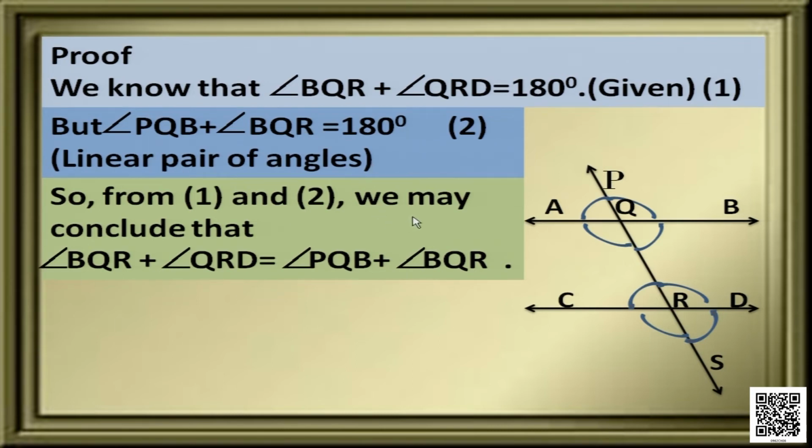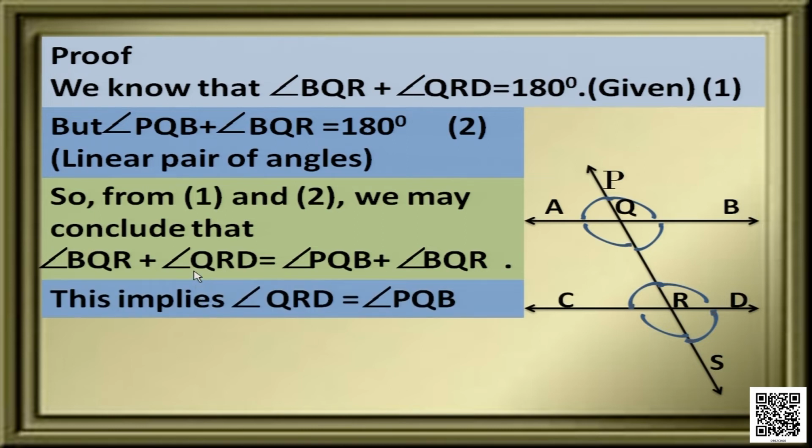What is common on both sides? Angle BQR is common on both sides. So by subtracting the equal from both sides, we get angle QRD is equal to angle PQB. See, look at the figure. Angle QRD is equal to angle PQB.